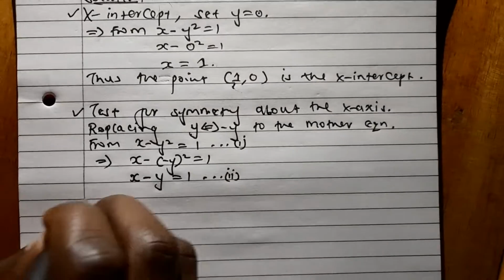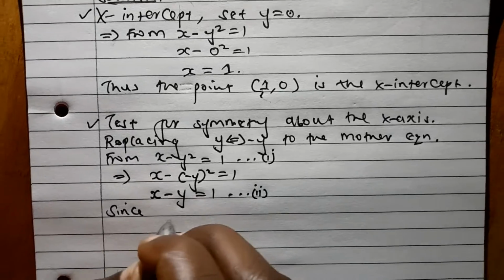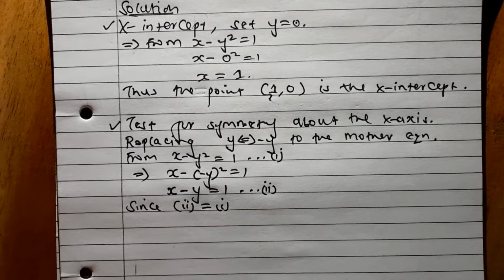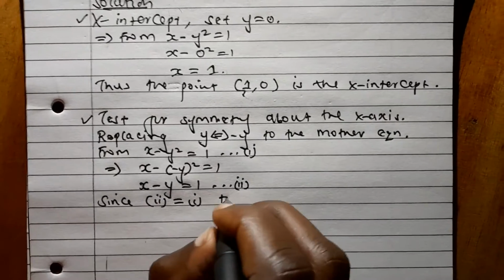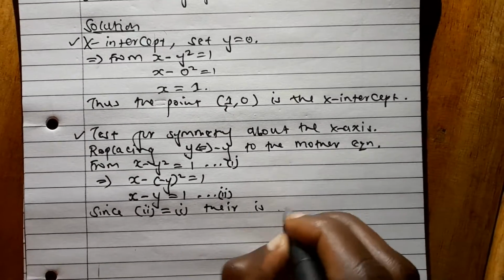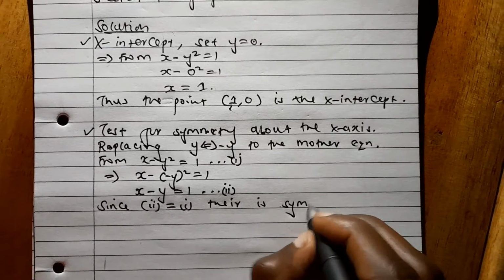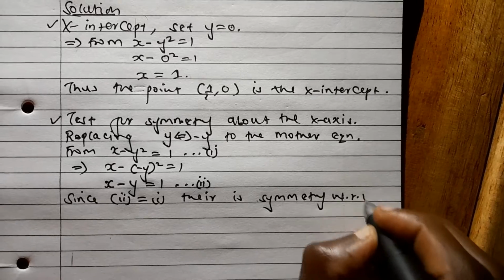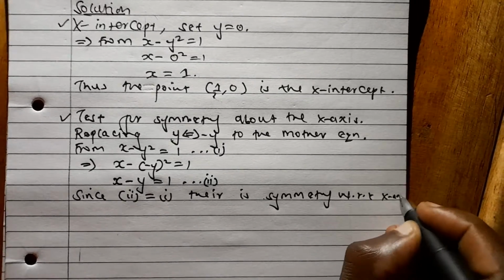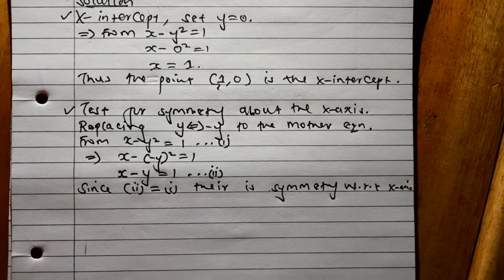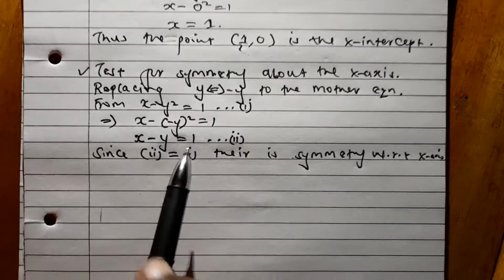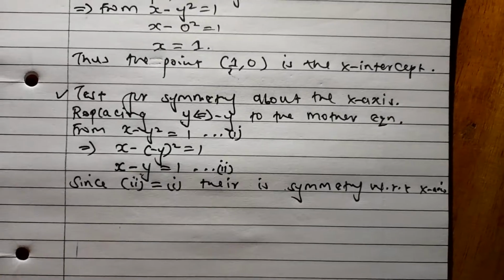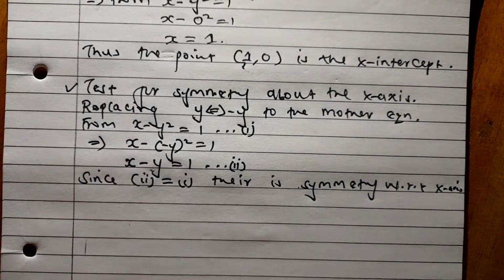Now you realize that since the resultant function, Roman 2, is equal to the mother function, Roman 1, there is symmetry with respect to the x-axis. Why? Because the resultant equation is equal to the mother equation.